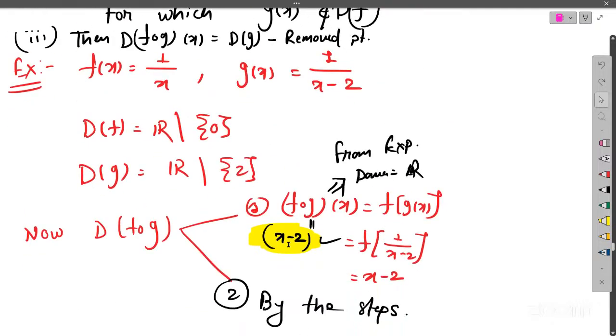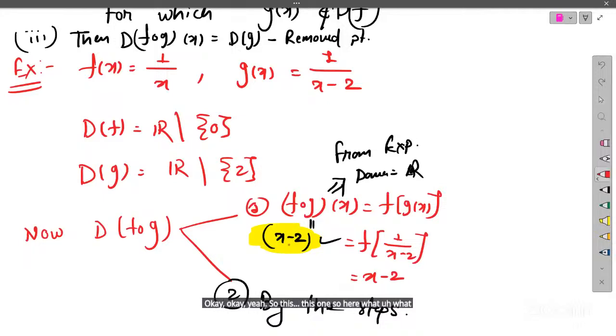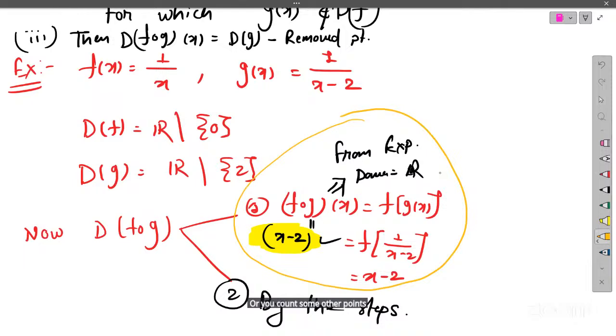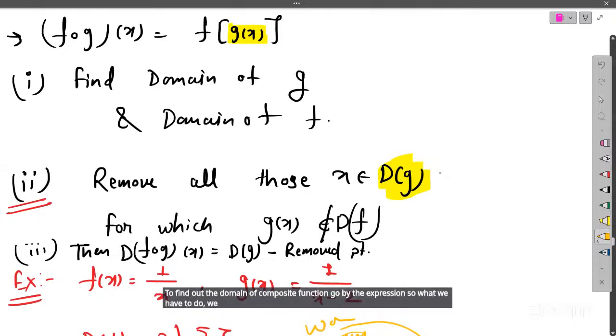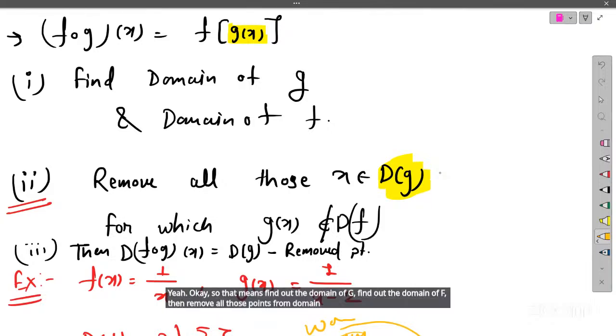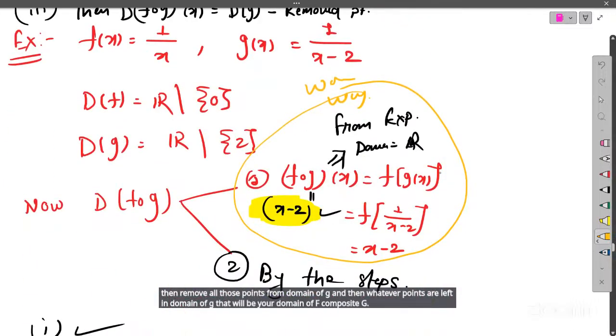So here, what is our issue? The issue is, if you go with the expression, you may not get the exact domain, or you count some other points too in your domain. So this is a wrong way to find the domain of a composite function, going by the expression. What we have to do is follow these steps. Find the domain of g, find the domain of f, then remove all those points from the domain of g, and whatever points are left in the domain of g, that will be our domain of f composite g.